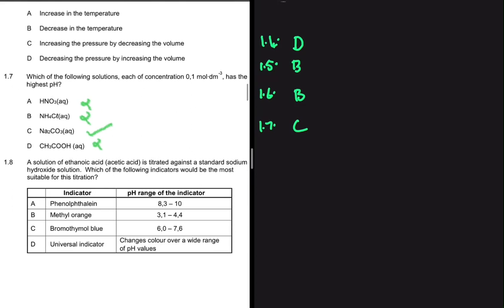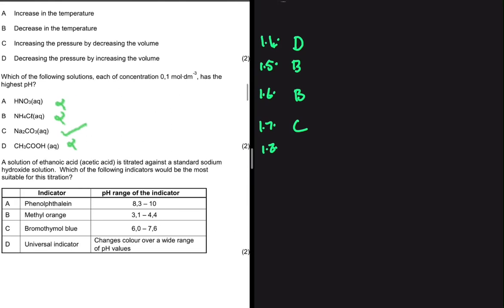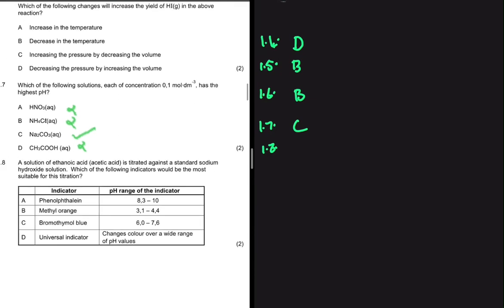Let's look at 1.8. 1.8 is saying a solution of ethanoic acid is titrated against a standard sodium hydroxide solution. Which one of the following indicators will be the most suitable for this titration? We have actually answered a very similar question. If you want to see the question I'm talking about, go to a playlist named Acids and Base. You're going to find the question right there.